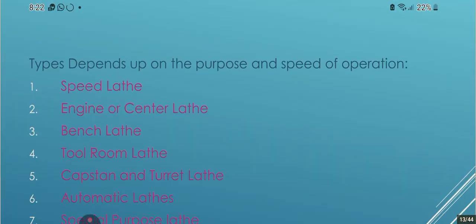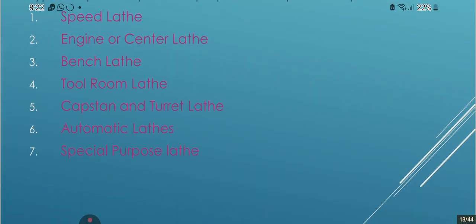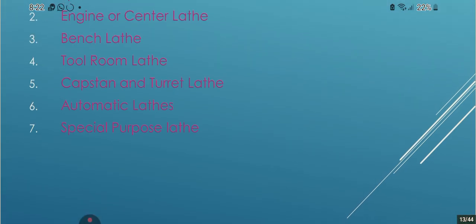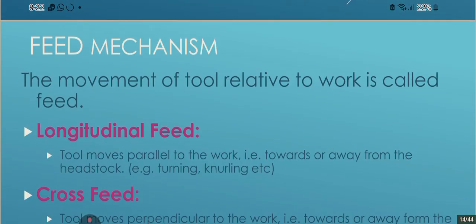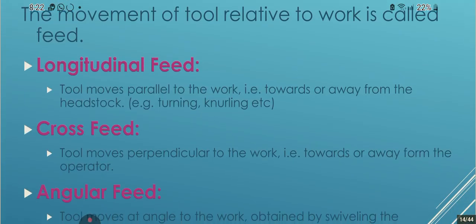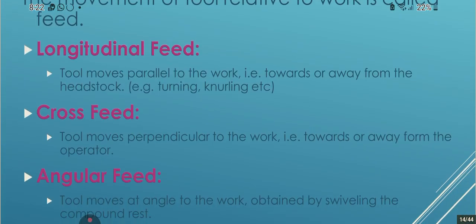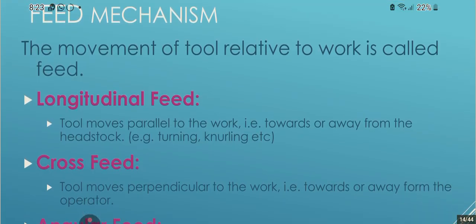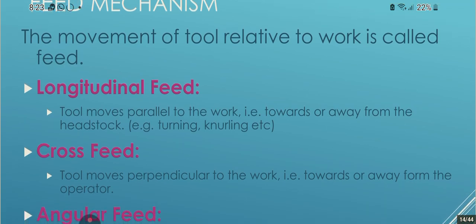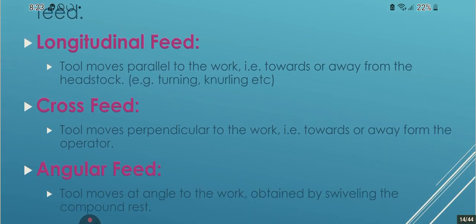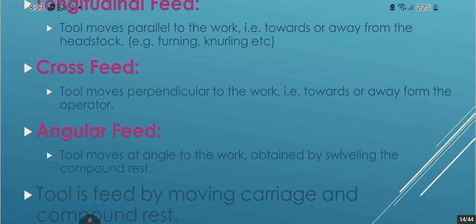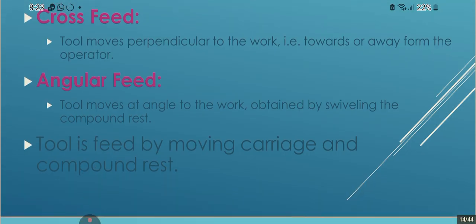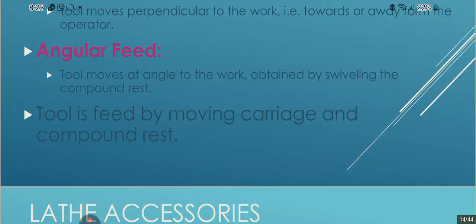According to construction and design, types of lathe are speed lathe, engine center lathe, bench lathe, tool room lathe, capstan and turret lathe, automatic lathe, special purpose lathe. Feed: the movement of the tool relative to the work is called feed. Longitudinal feed, the tool moves parallel to the work, that is towards or away from the headstock. Simple turning and knurling. Cross feed, the tool moves perpendicular to the work towards or away from the operator. And angular feed, the tool moves at an angle to the work, by moving the carriage and compound rest.